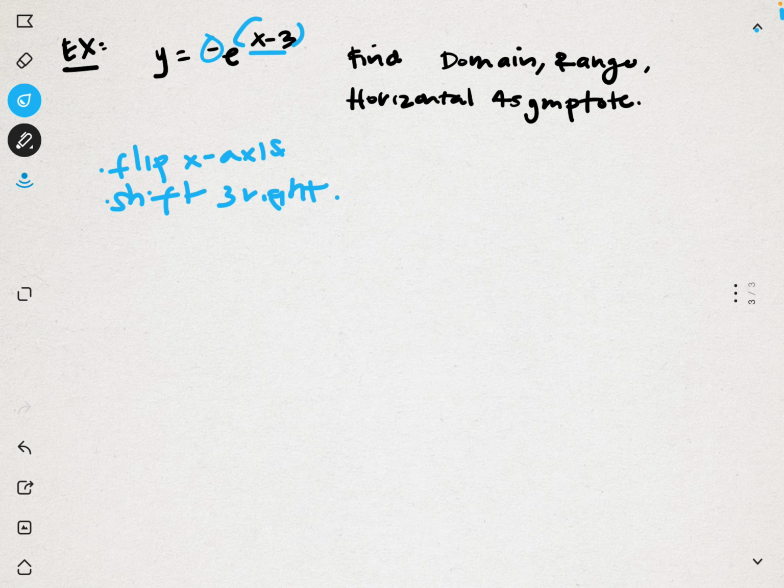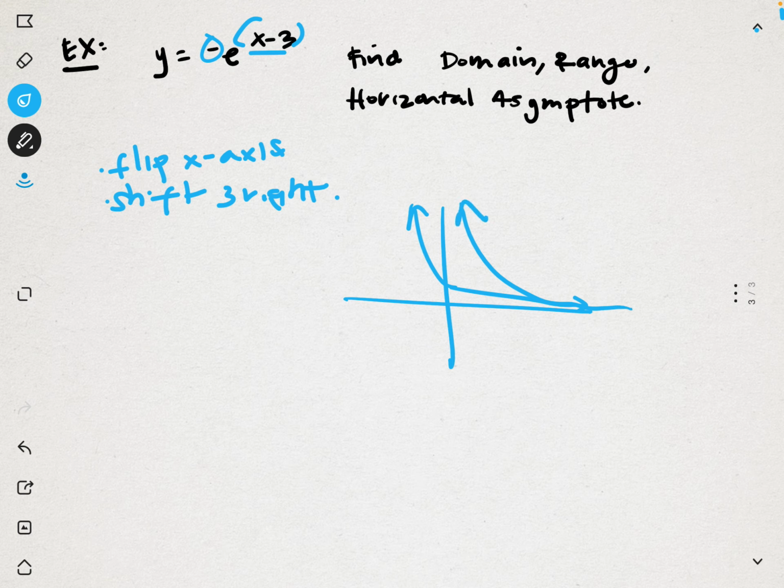Okay, let's see if I got some charge on my other pen. All right, so if we think about this, if we flip it over the x-axis, we're going to have something like this. And then we shift it 3 to the right, then it's just going to go to the right 3 units. So the domain we said earlier doesn't change, right? So the domain is all reals.